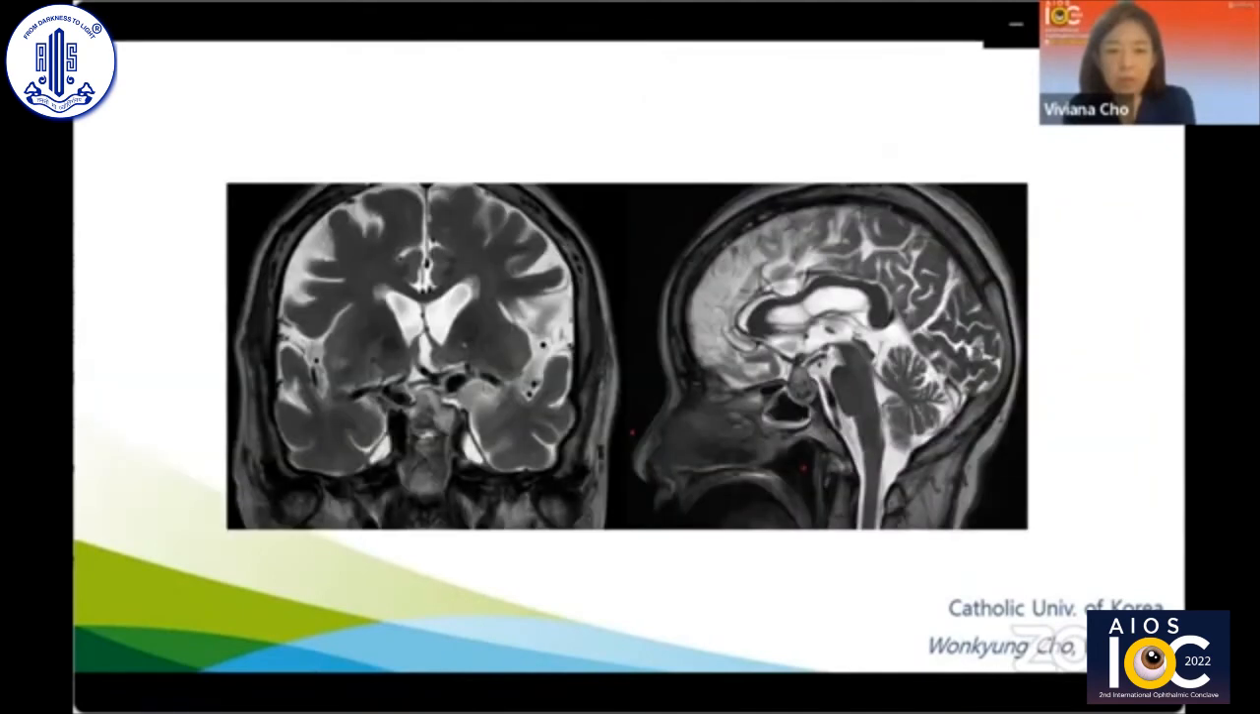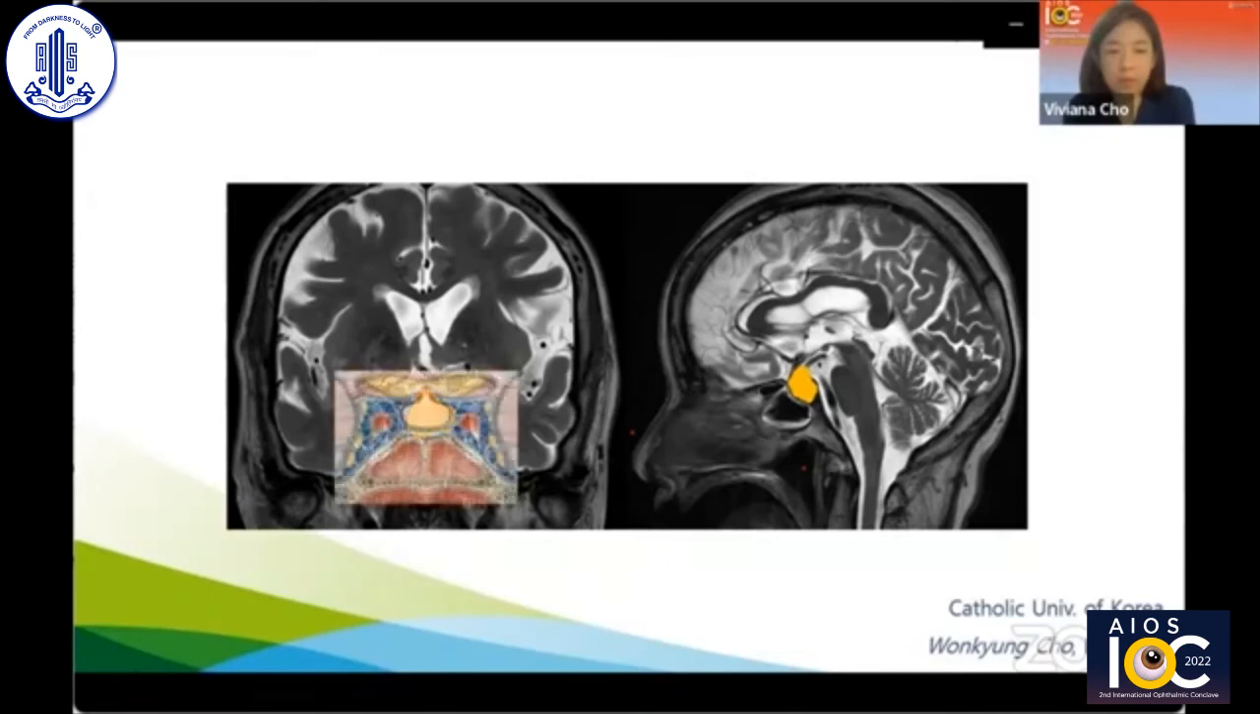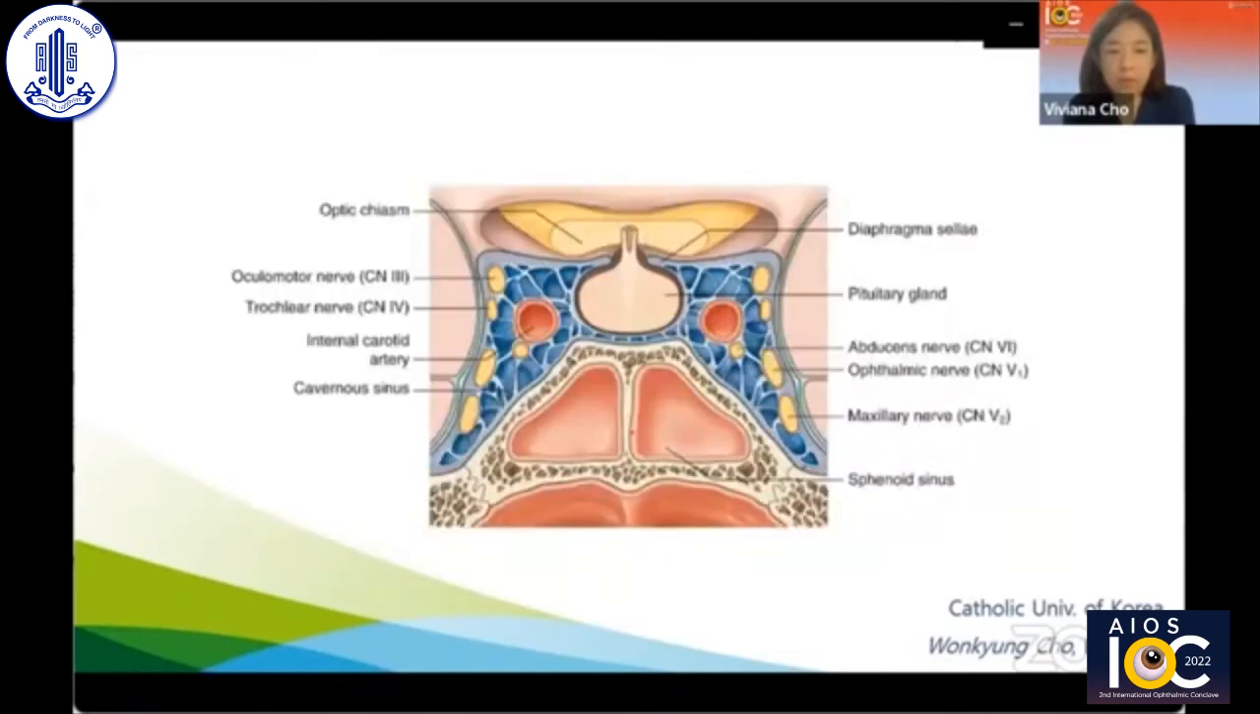Here is her MRI scan. You can see her pituitary is swollen. The pituitary gland is located just underneath the optic chiasm, near the cavernous sinus. Laterally to the pituitary gland, the third, fourth, and sixth cranial nerves pass. If a swollen pituitary gland compresses these nerves in the cavernous sinus, total ophthalmoplegia can be caused.